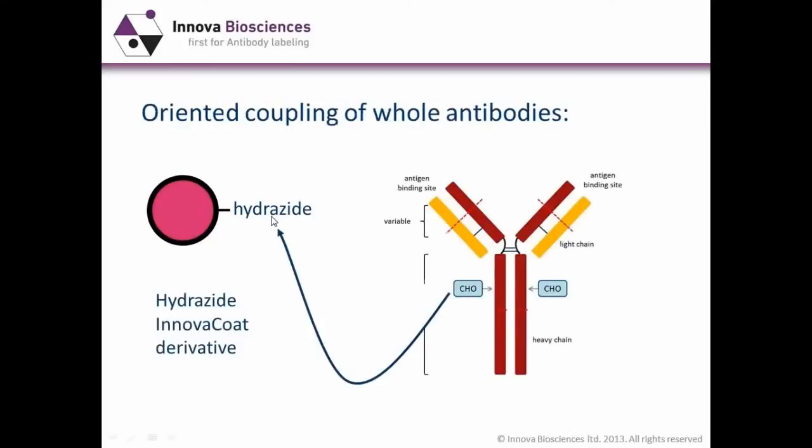We also have a hydrazide surface. Now this can be used for oriented coupling of whole antibodies. So on an antibody, in the Fc domain, you have sugar chains, and these can be activated. Once activated, they react very quickly to form a stable bond with hydrazides. So the antigen binding sites, which are here, point outwards, and you can get unhindered binding to the antigen because of the oriented coupling.